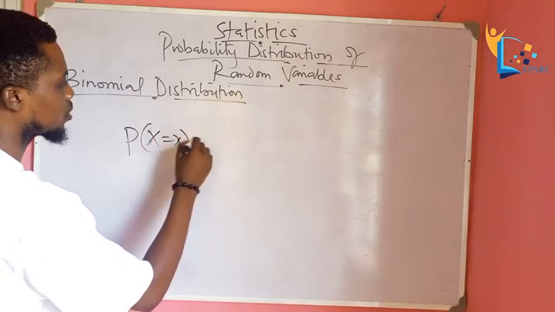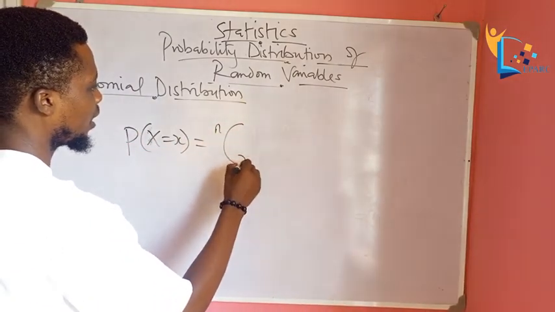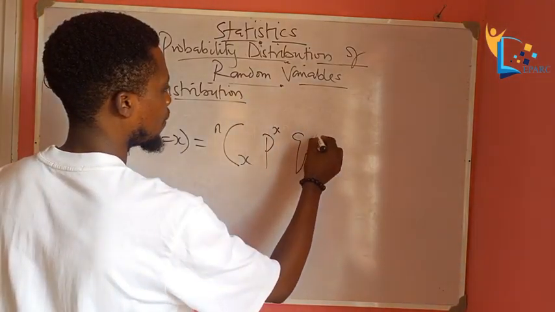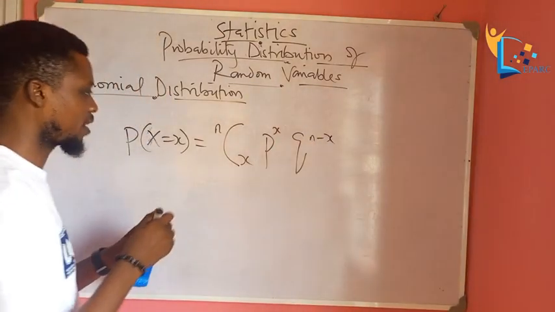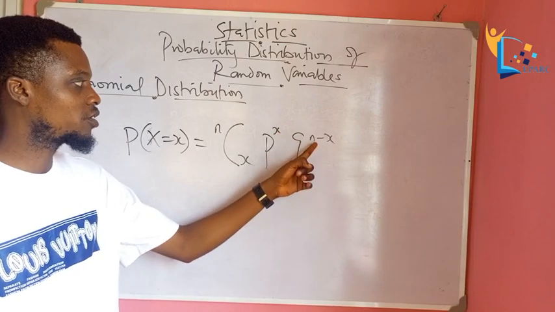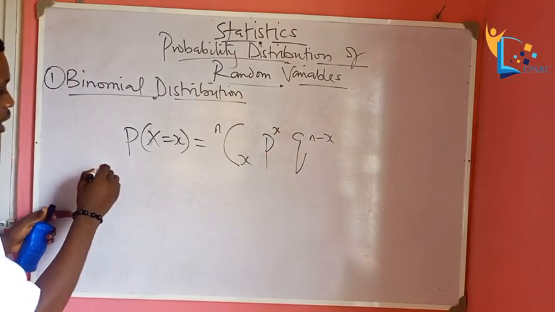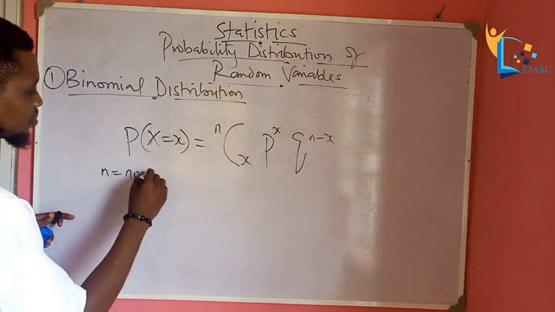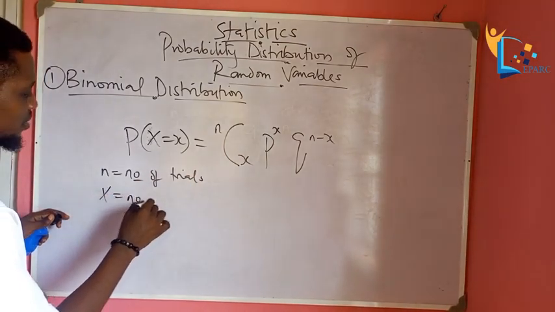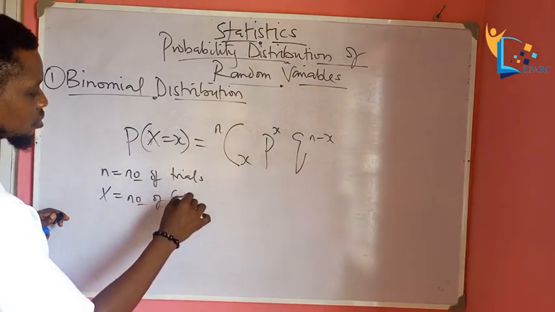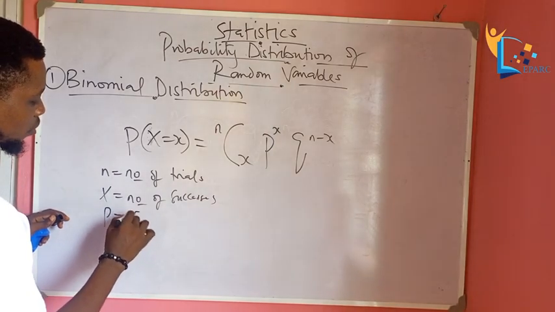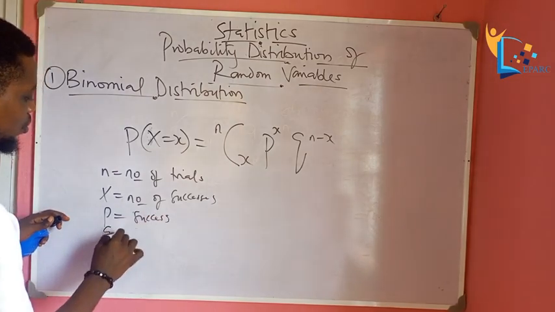Now, the formula is given: P(X = x) equals n combination x, p raised to the power of x, q raised to the power of n minus x. So n is equal to the number of trials, x is equal to the number of successes, p is equal to success, and q is equal to failure.